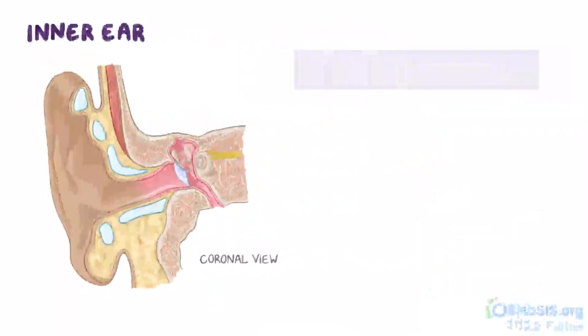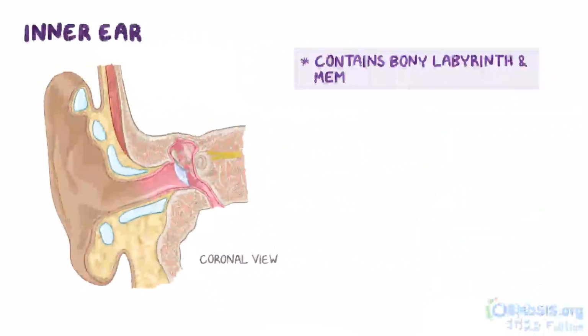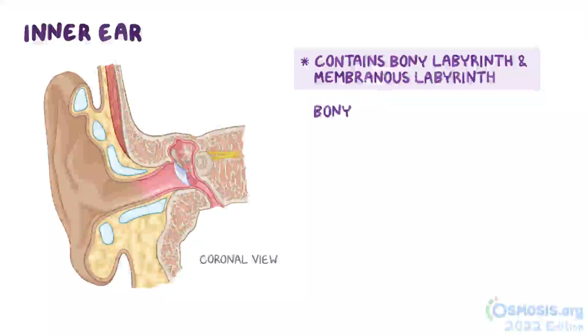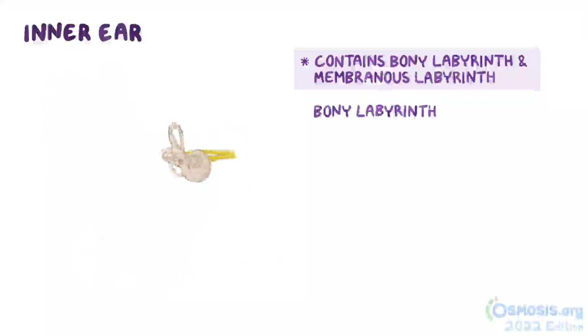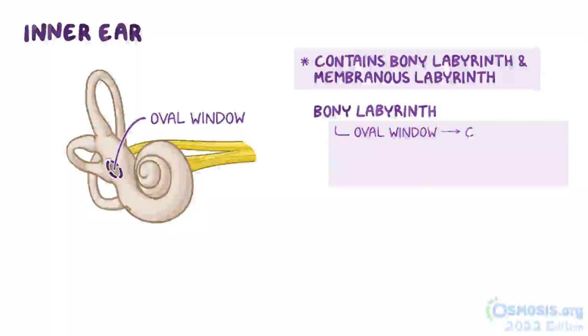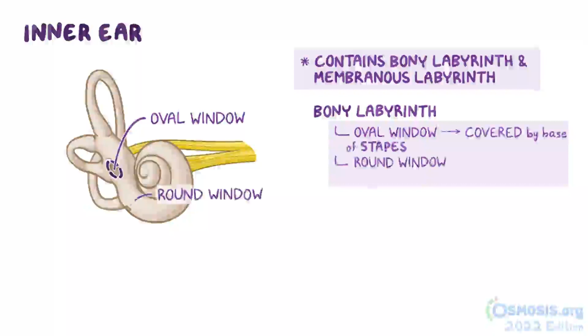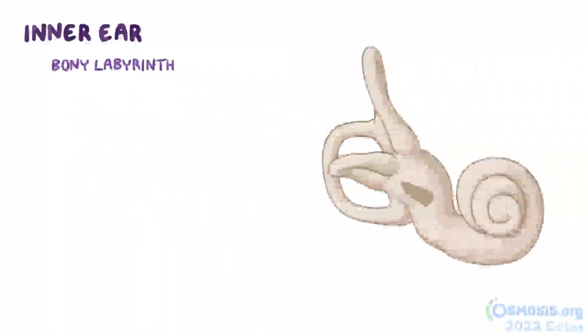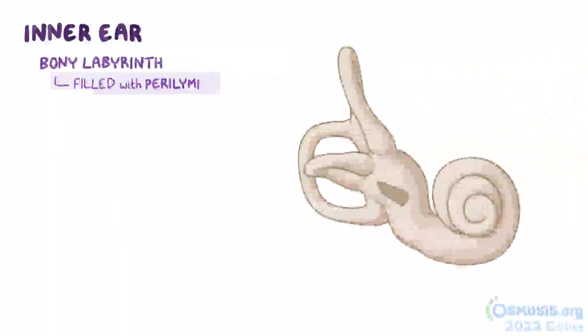Now, the inner ear contains the bony labyrinth and the membranous labyrinth. The bony labyrinth is connected to the middle ear by 2 windows. The oval window is found on the lateral wall of the vestibule and is covered by the base of the stapes, while the round window is found at the base of the cochlea and is covered by the secondary tympanic membrane.